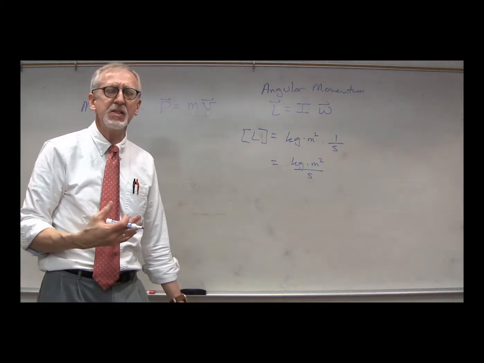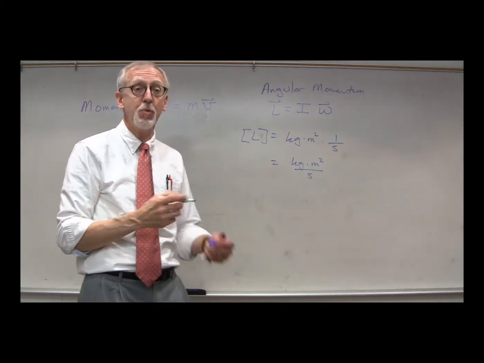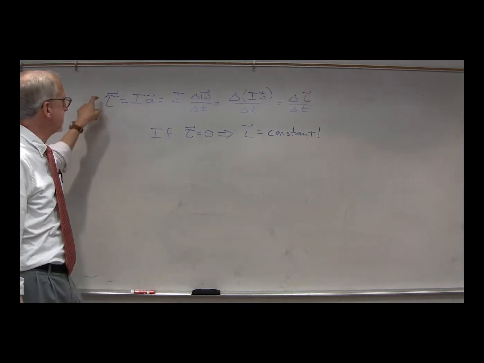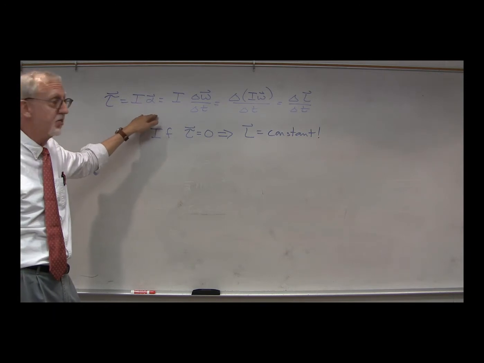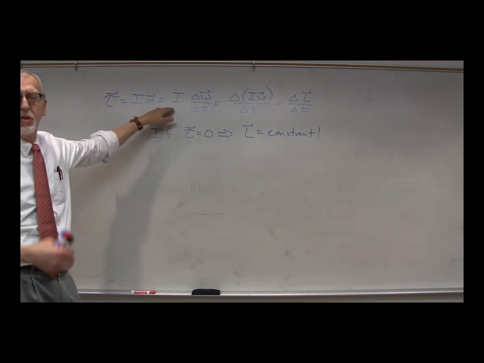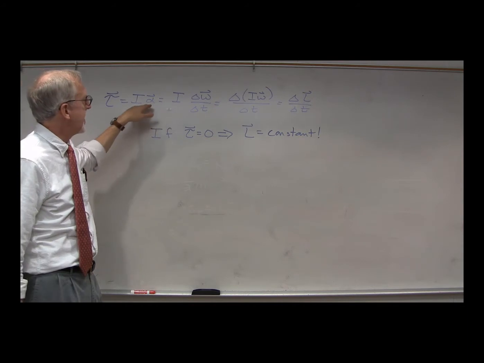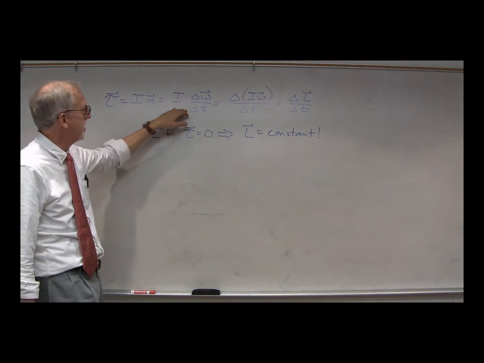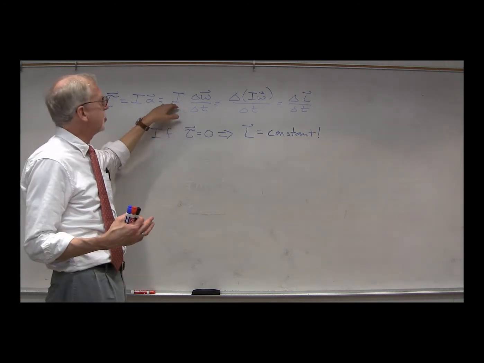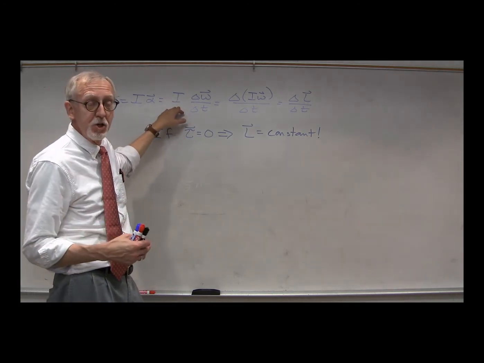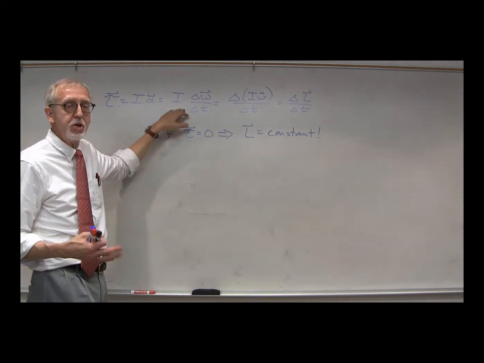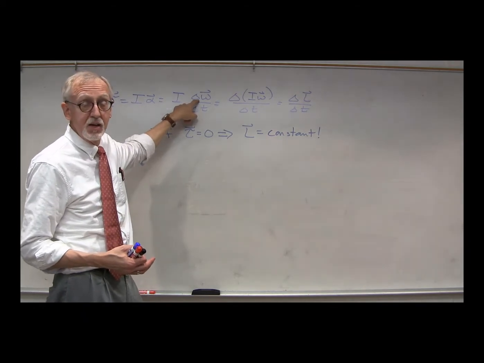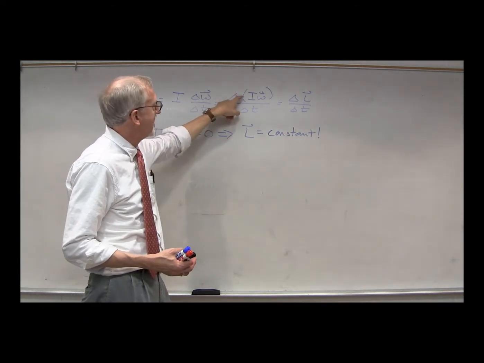Now, how can we use this idea of angular momentum? Let's remember tau equals I alpha, and I'm going to put the vectors in there because I want to maintain that vector nature. If we look at an average torque, we know that alpha is delta omega over delta t. So this is I delta omega over delta t. Now let's assume the moment of inertia is constant, so I can pull that into this delta here. So I'm going to write this as delta I omega.